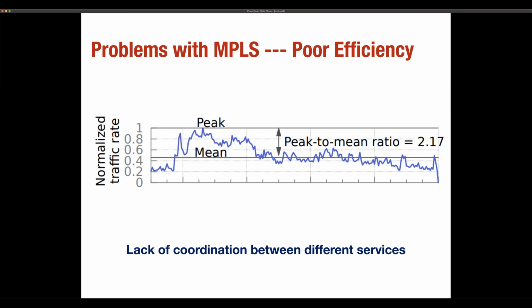What is important is that the peak to mean ratio is 2.17. Let's think about it. The mean means that the majority of the time you are around this level of 0.4 to 0.5, but because for some instances your network has to support the peak demand, it has to be provisioned for that type of demand. That happens because there is a lack of coordination between different services. What do I mean by that? Let's unpack that with the next slide.